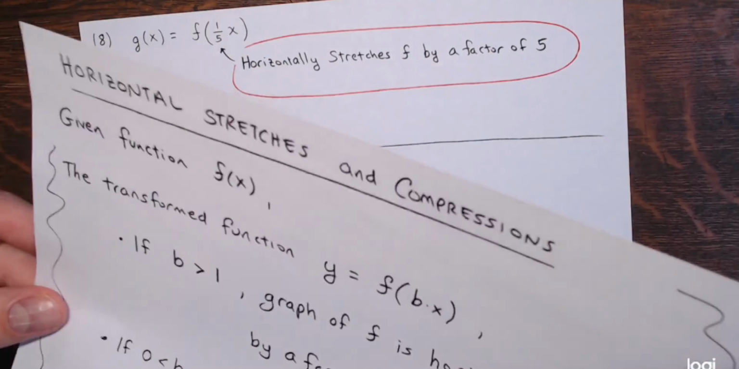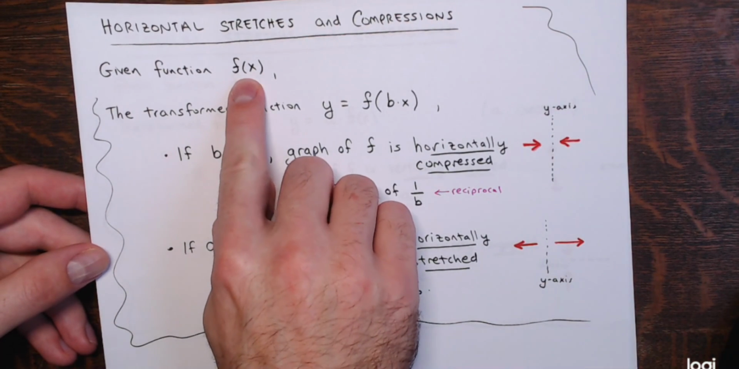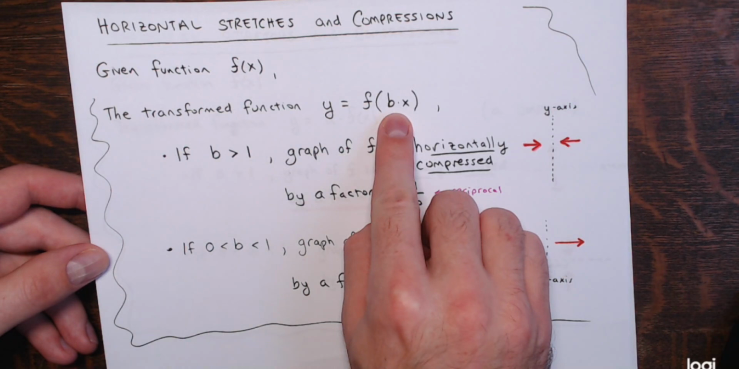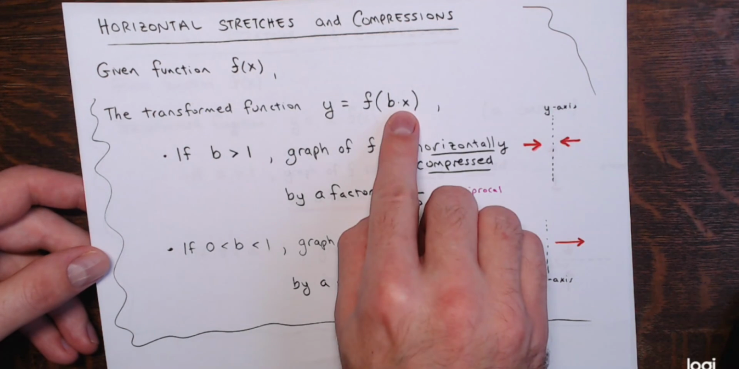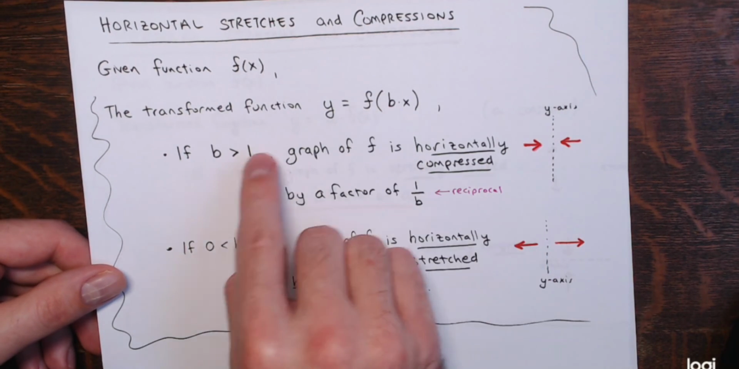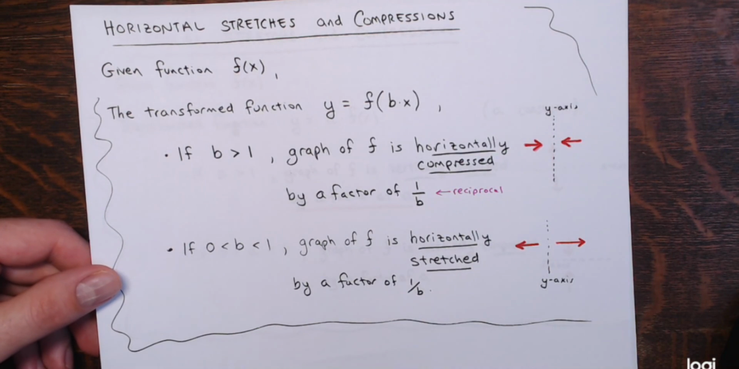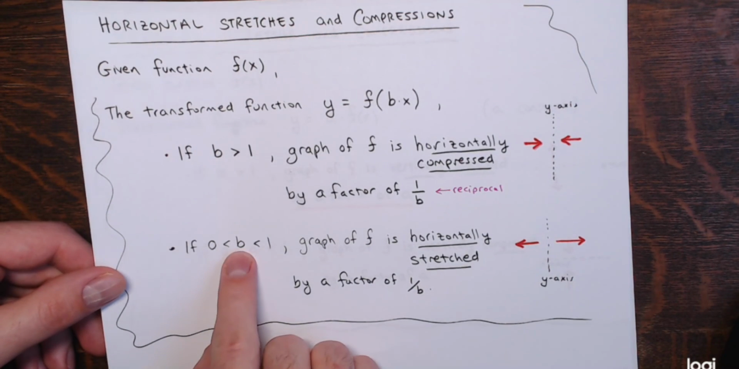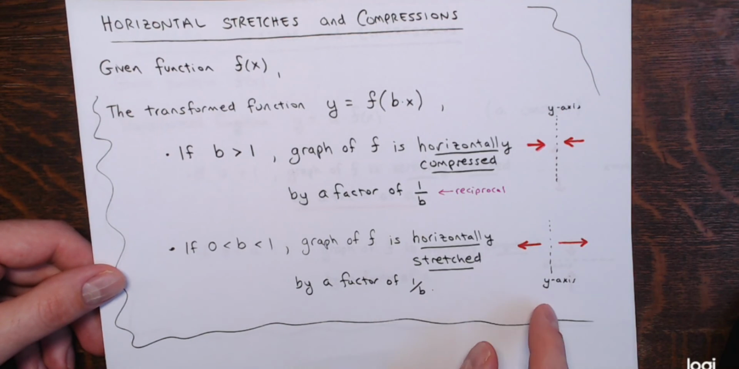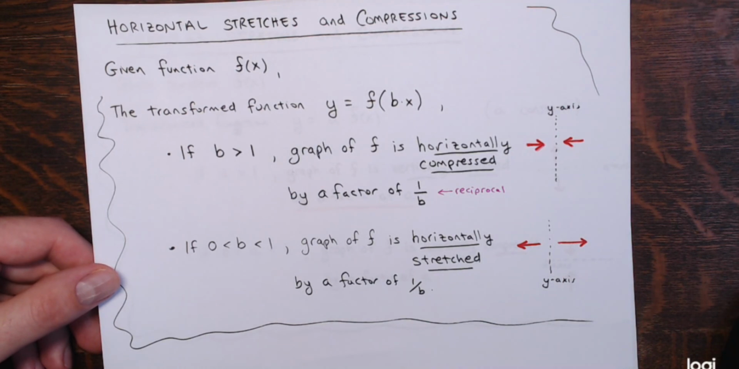Then for horizontal stretches and compressions, one more time, you take f of x and replace the x's with bx. If you replace all the x's with bx, you're going to be multiplying each x coordinate by 1 over b. So if b is bigger than 1, 1 over b will be less than 1, and you'll get a horizontal compression by a factor of 1 over b. And if b is less than 1 already, 1 over b is going to be greater than 1, so you'll get a horizontal stretch. Points will be farther away from the y-axis by a factor of 1 over b.